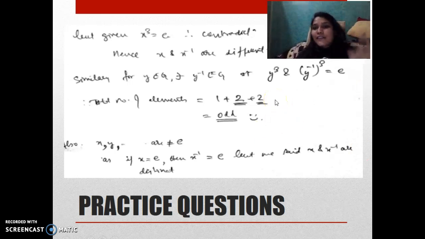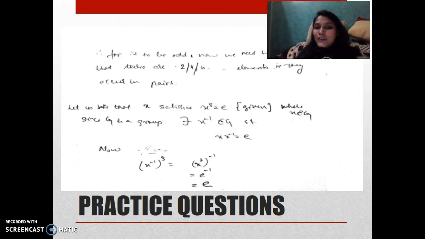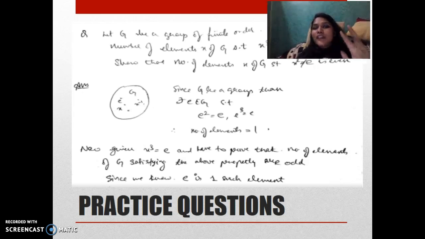And then I told you if I take x, y, z, a, b, c, something like n elements, then their inverses will also satisfy it, therefore 2n elements and 1 for identity, hence 2n plus 1. And now the second part you will solve on your own. I'll tell you the same trick. Now the second question was about showing that the number of elements x for which x square is not equal to e is even.